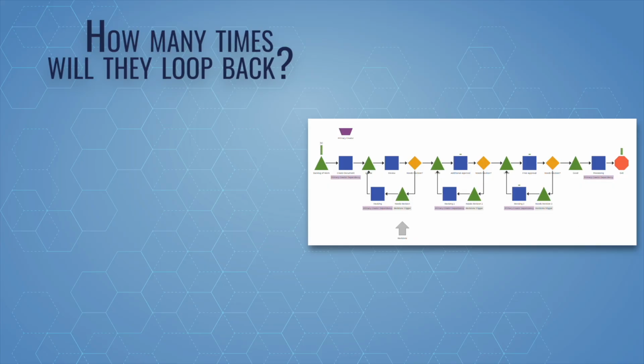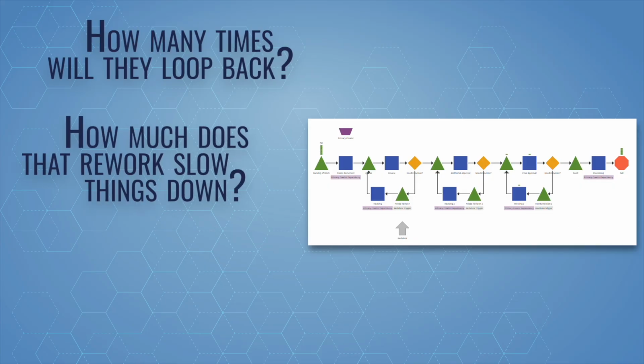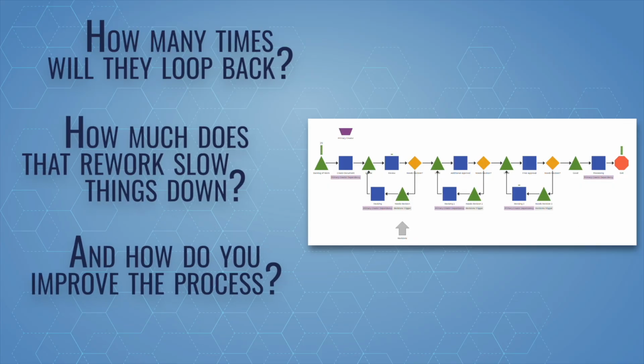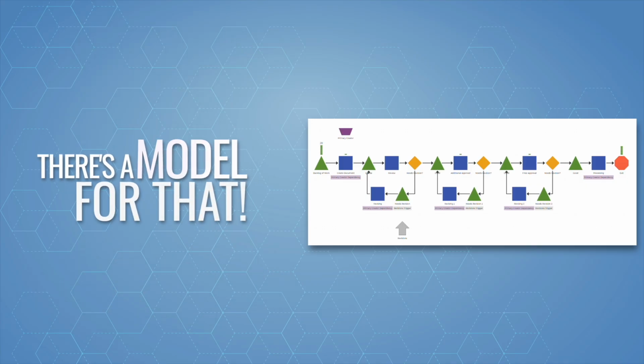How many times will they loop back? How much does that rework slow things down? And how do you improve the process? There's a model for that.